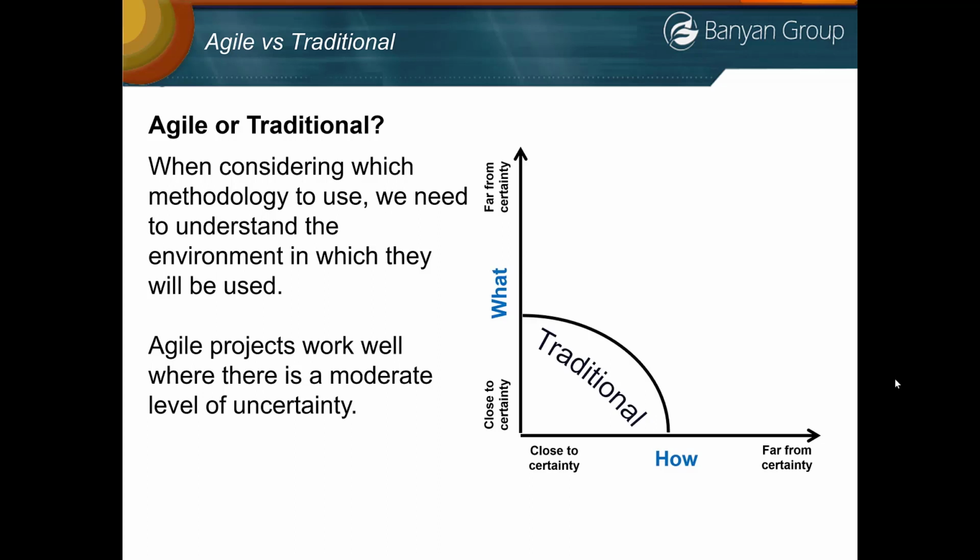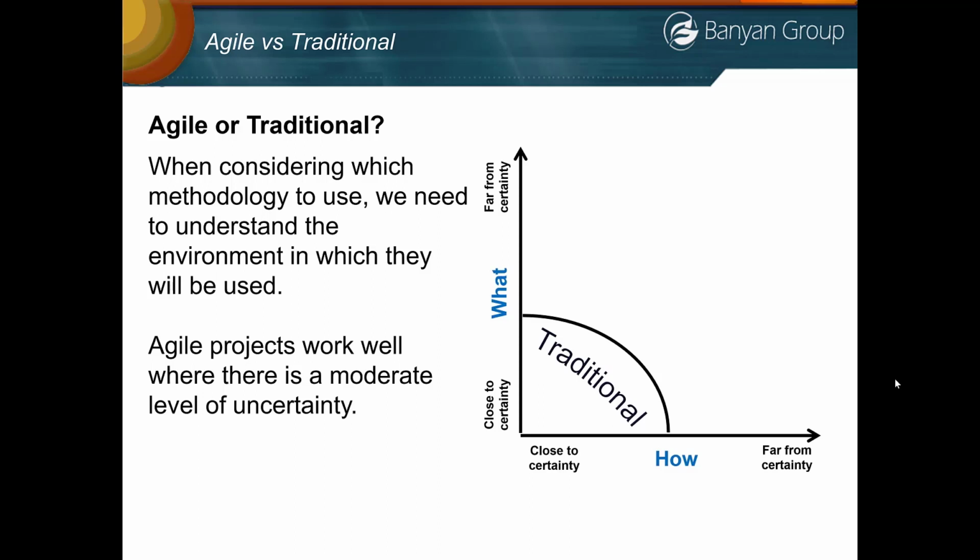Now, when you're close to certainty on the what or how, you're in the bottom left corner there. That is an ideal place for traditional projects. Traditional projects are ideal when you know exactly what you want and you know exactly how to do it. You just need to write it down and execute. It's the most efficient way to do it. However, we're not always in those situations.